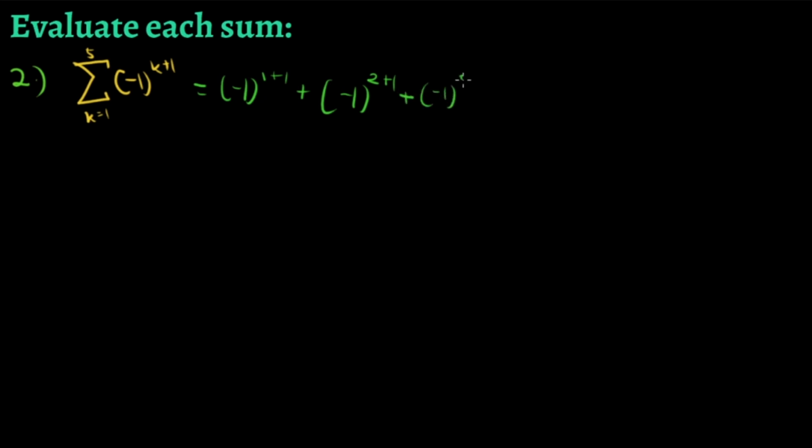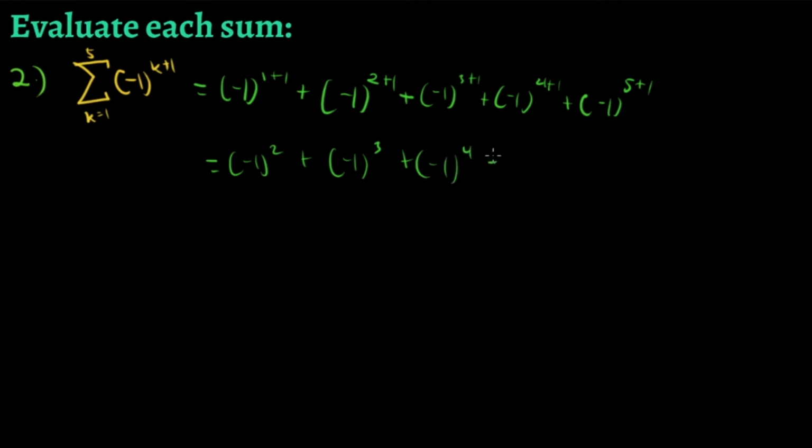Added by negative 1 raised to 3 plus 1. Added by negative 1 raised to 4 plus 1. Added by negative 1 raised to 5 plus 1. And then we will stop here because yun yung upper limit natin. Pag nagamit mo na yung upper limit as the value of k, stop ka na doon. Simplify natin. So now we have negative 1 raised to 1 plus 1 is 2. Dito naman, negative 1 raised to 2 plus 1, that will be 3. Next term, negative 1 raised to 3 plus 1, which is 4. Next, negative 1 raised to 4 plus 1, which is 5. And then, finally, negative 1 raised to 5 plus 1, which is 6.